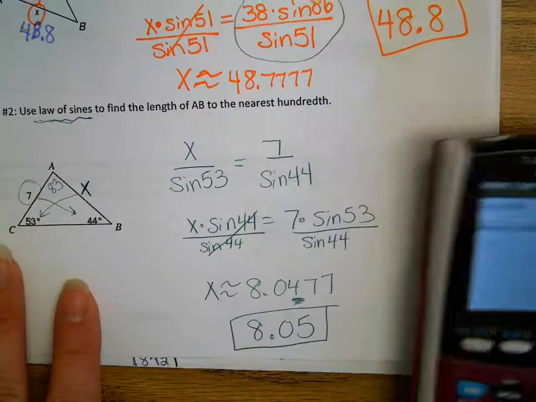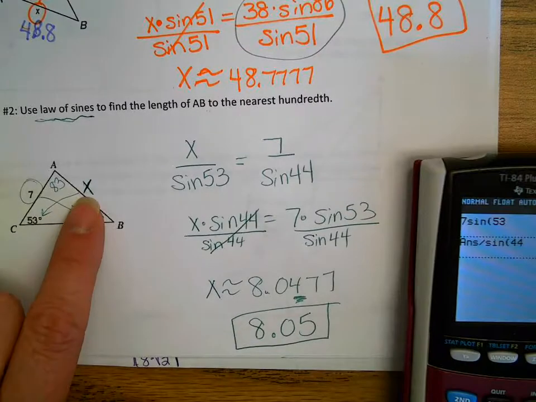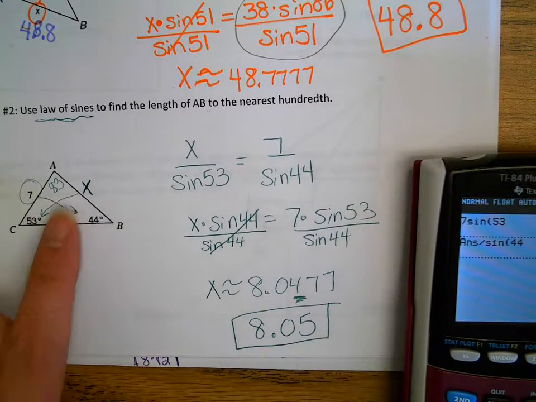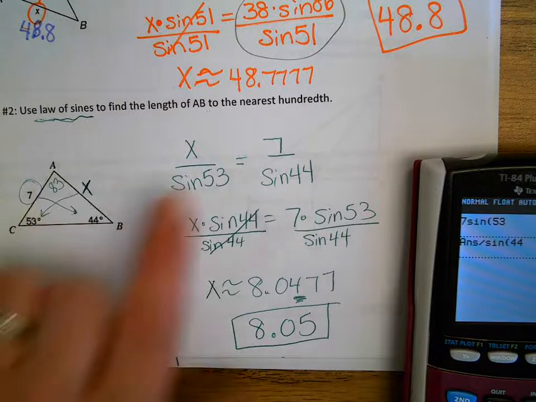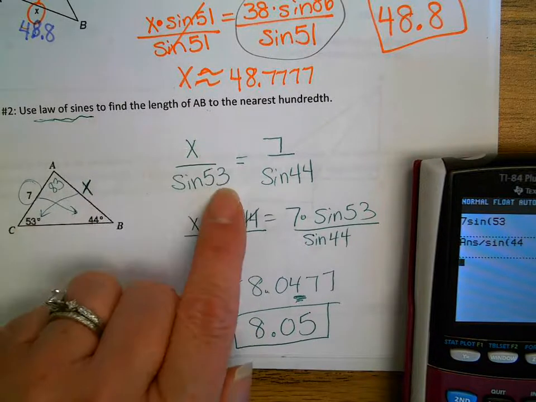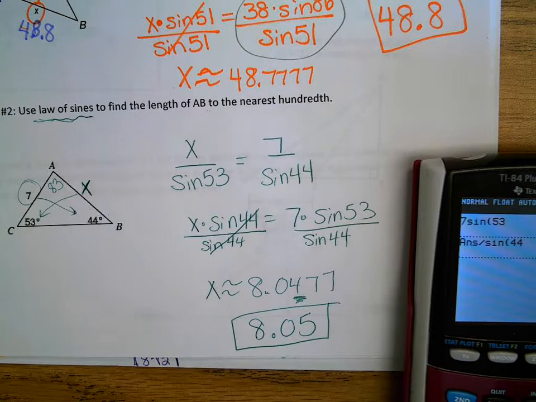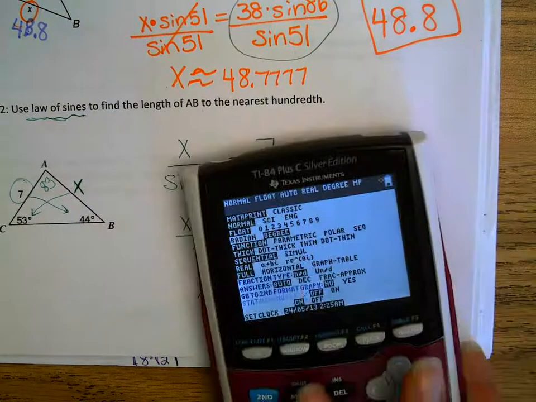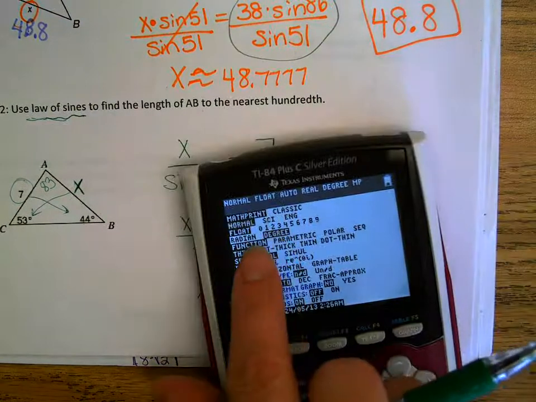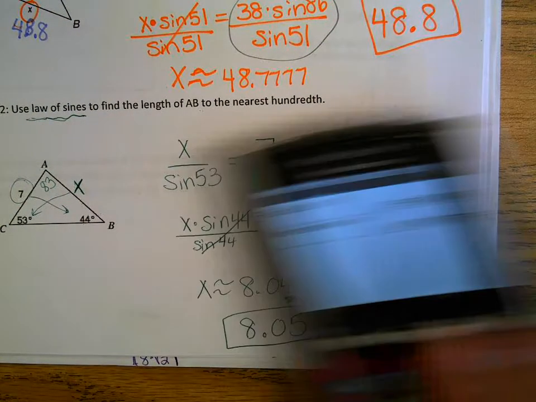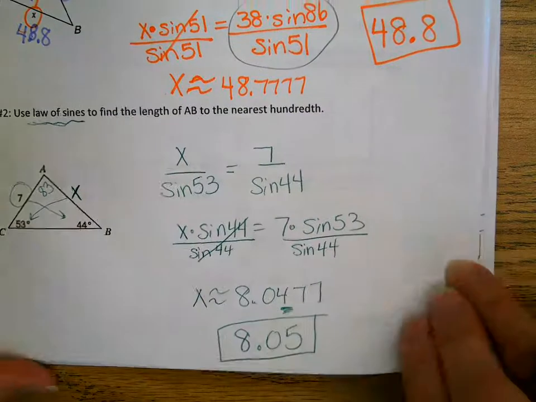And again, I like to go back into my picture, see if that makes sense. Is this side going to be longer than this side? Yeah, that x is across from a 53, where the 7 is across from something smaller, 44. One other thing, if I didn't already say it, if you're not getting the same measures, make sure you're checking your degree mode. But I think by a couple days into this unit, you guys can do that.